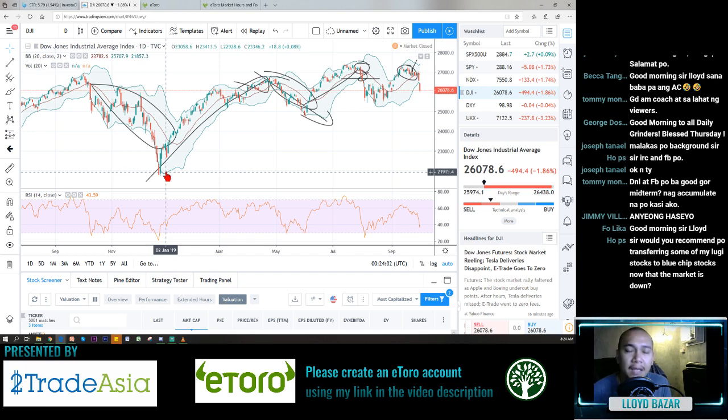So ayan, it happens to the market. It's just especially there are uncertainties right now. Ganun nangyayari lagi, but this is always good opportunities for us to buy more, right?